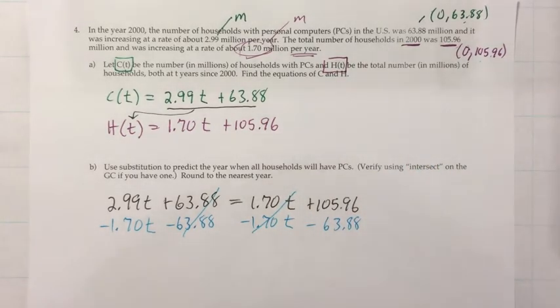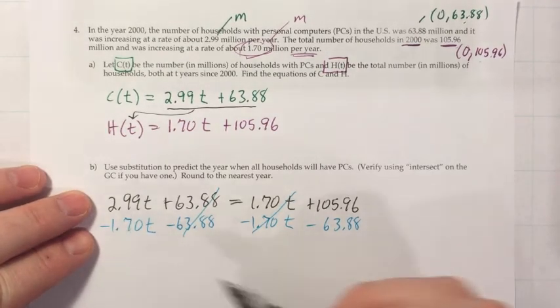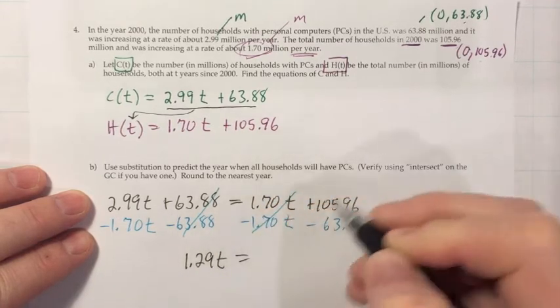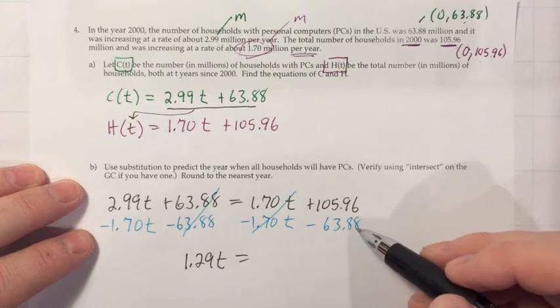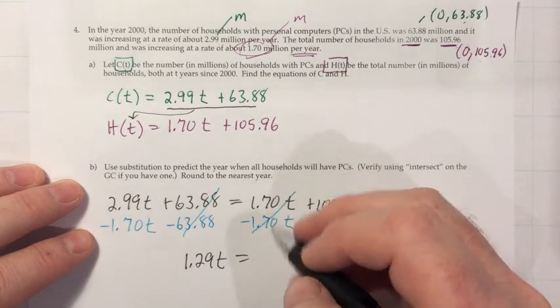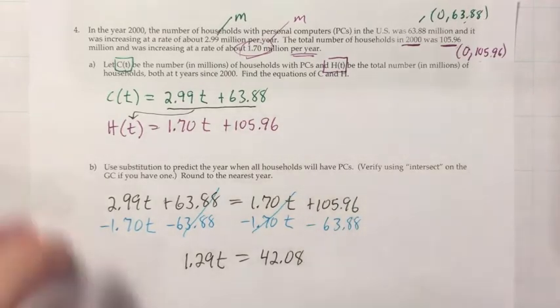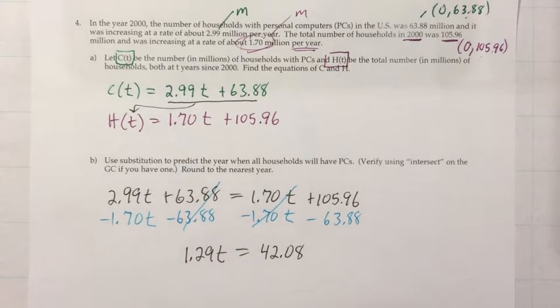And then we just want to see where that leads us. So these have canceled. If you subtract these two right here, you get 1.29t. And then on the other side, if you subtract the 105.96 minus the 63.88, you get 42.08. I'm not so great at those where I can just whip those out of my head. I actually have those written down somewhere else. So you could use your calculator to do those subtractions if you want.